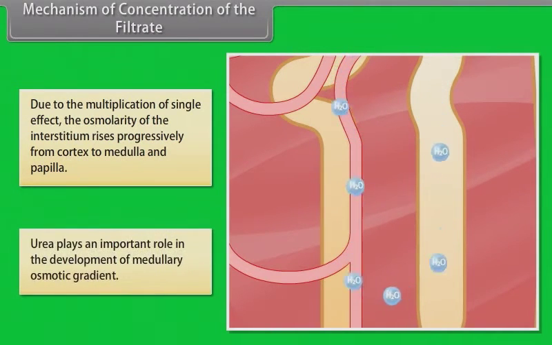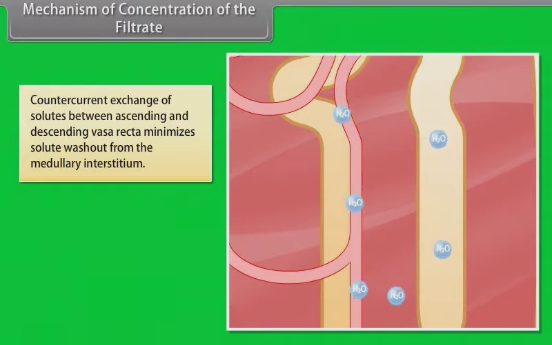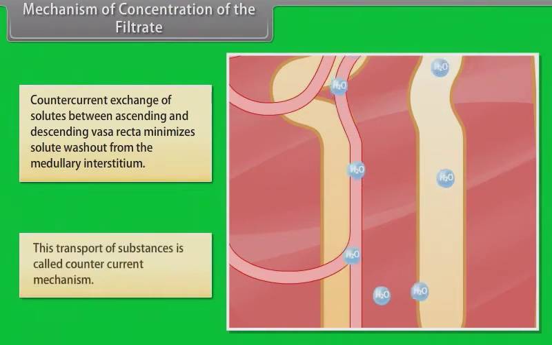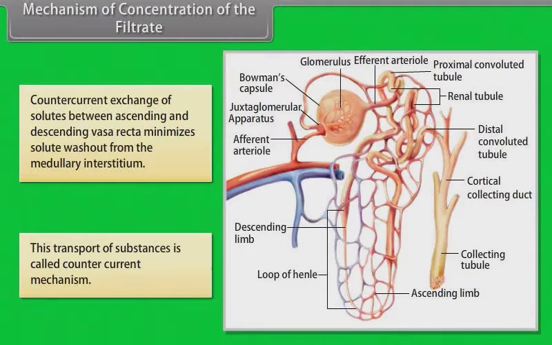Urea plays an important role in the development of the medullary osmotic gradient. Countercurrent exchange of solutes between ascending and descending vasa recta minimizes solute washout from the medullary interstitium. This transport of substances is called the counter-current mechanism.